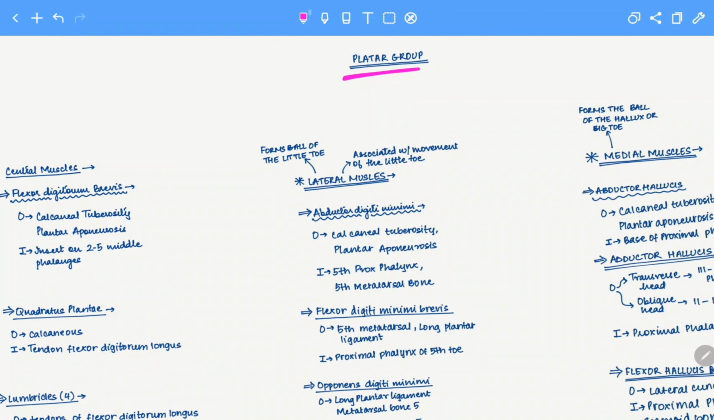So the plantar muscles can be further classified into the central muscles of the foot, the lateral muscles of the foot, and the medial muscles of the foot. Let's start with the central muscles of the foot.